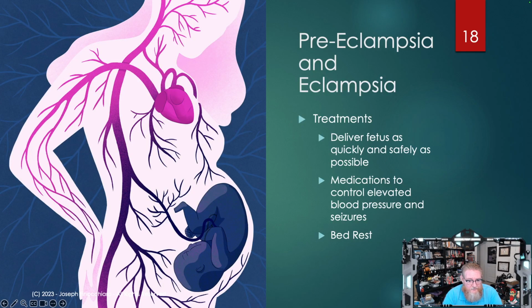Treatments? Well, deliver the fetus as quickly and as safely as possible. The sooner the baby gets born, the quicker this will end. Medications can be used to control elevated blood pressure and seizures. And finally, bed rest.